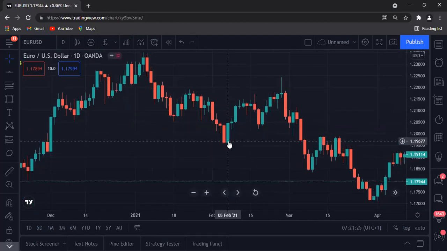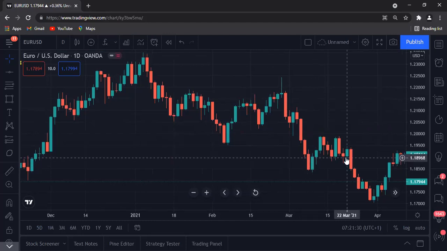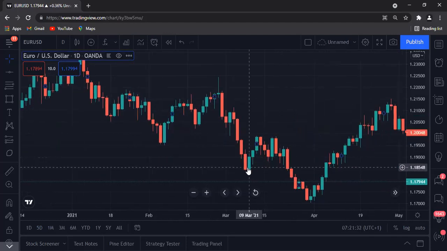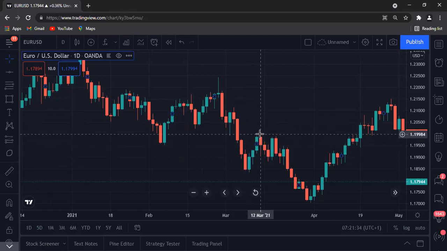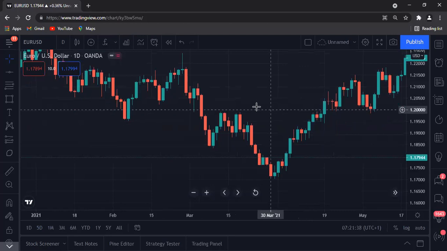This guy is an engulfing candle. This guy is not an engulfing candle. But this pattern, I would still explain that one to you. It's a pattern. So just confirming, yeah, engulfing.